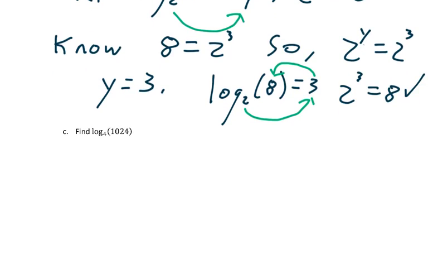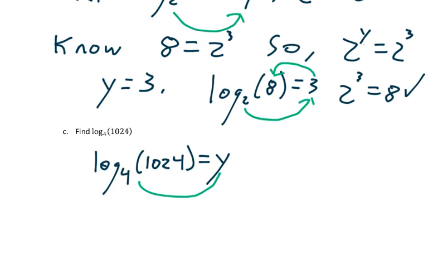Now this one's a little bit different, as you can see. So here, what I'm going to do is write log base 4 of 1024. I'm going to let this be y. So then this is saying, again doing a log roll, 4 raised to the y equals 1024. So we have 4 raised to the y is 1024.